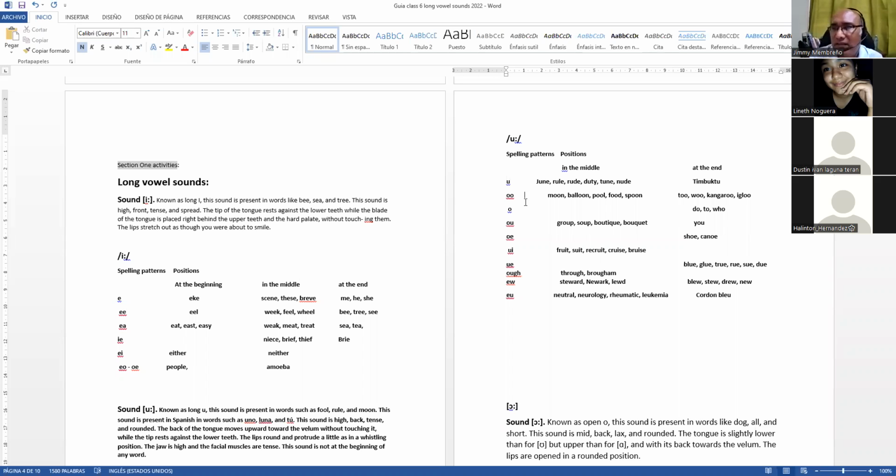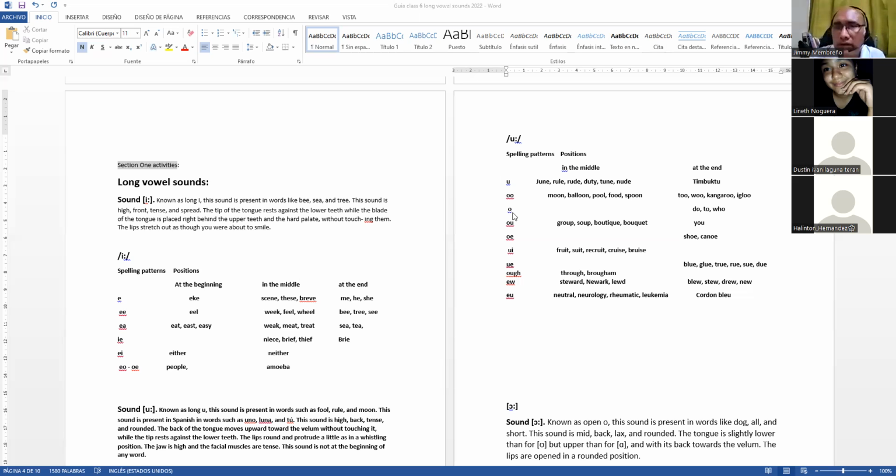Also at the end, we have words like too, woo, kangaroo, igloo. See? So all these are with the long U sound. So when you see two letters O, that means that those are pronounced with the long U sound. Okay, then we have the letter O.